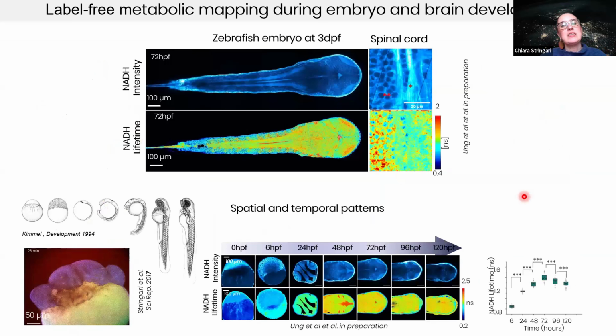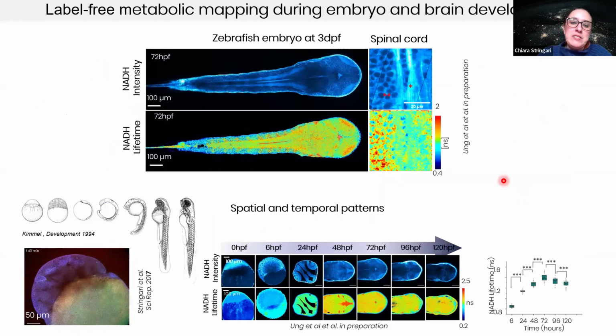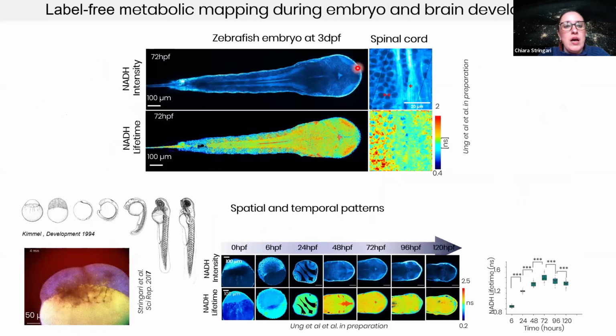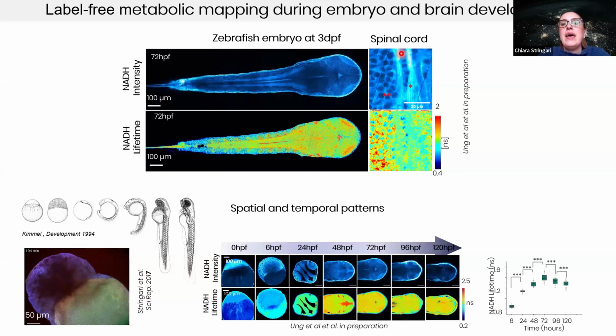So we've been pushing this technology to map in vivo in the zebrafish all the metabolism in the entire zebrafish, but with a specific focus in the brain. And here is a zebrafish at 3 days post-fertilization, and you can clearly see the metabolic heterogeneity inside the brain. Some regions are very different, and you can see heterogeneity also at a single cell level and at the level of axons. So we can map, without any markers, the spatial and temporal patterns in zebrafish during development.